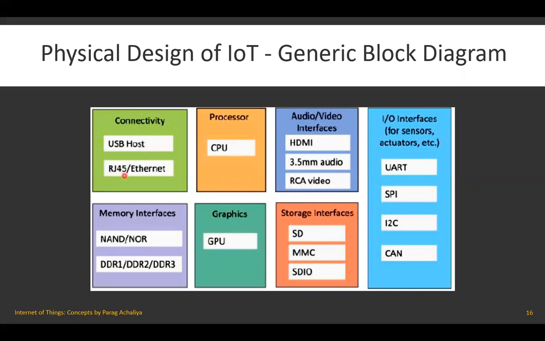Then there will be an RJ45, or you can say Ethernet port, available on your IoT device. This Ethernet port will be responsible for establishing the connectivity between two devices, or if you wish to give internet connectivity to your IoT device, then you can connect your LAN cable to the RJ45 or Ethernet port on your IoT device. Then there are some memory interfaces.